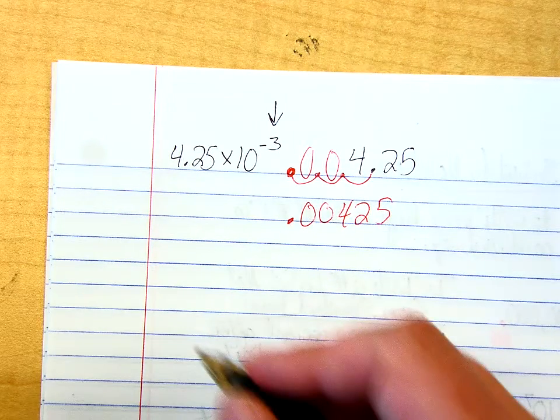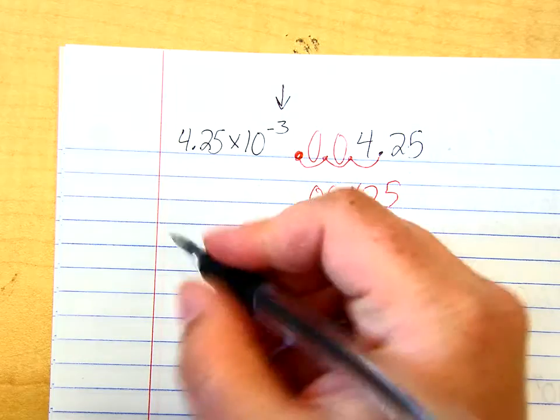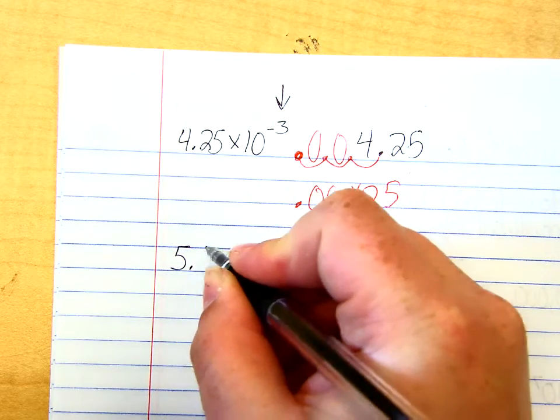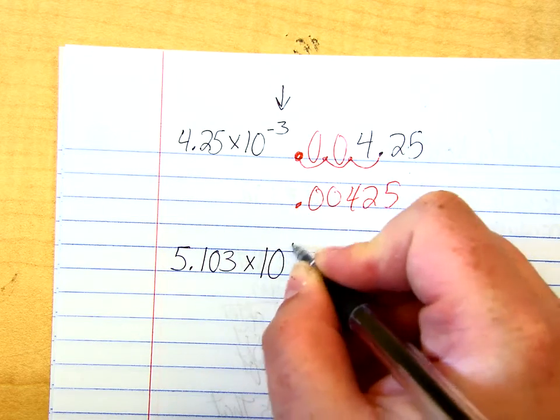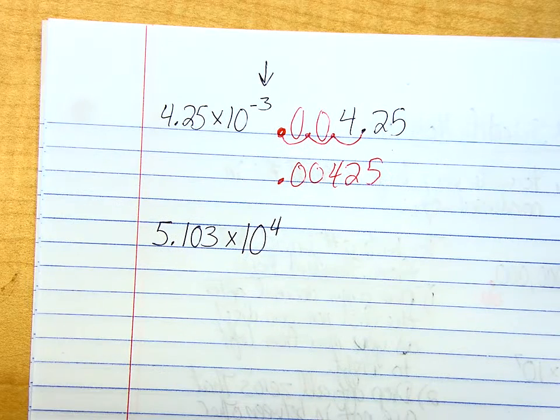Try this one. What if I gave you 5.103 times 10 to the 4th? Everybody please try and write that in standard form. Remember, the exponent tells you where to move the decimal point. Since the exponent is a positive 4, which way do you move your decimal this time? To the right. How many spaces? 4. So, who can tell me my new number? Josie, go ahead. 51,030.